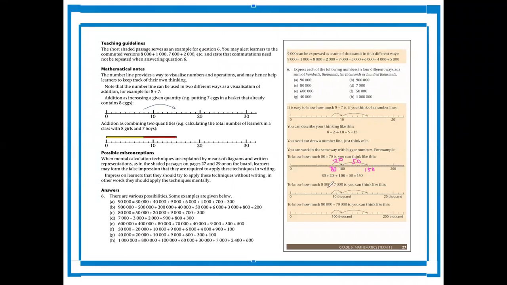To know how much 8,000 plus 7,000 is, you can think like this. So here's 10,000 there, and here's 8,000, and here is 15,000. And then we would add 2,000 to get to 10,000, and then we would add 5,000 to get from 10,000 to 15,000. And then we could do something similar for 80,000 plus 70,000. You get the idea.